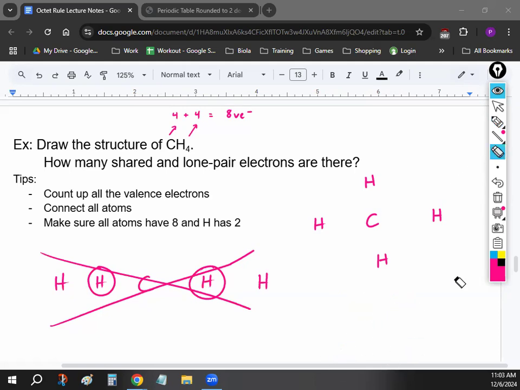Okay, from there, it's very simple. We're going to draw lines to connect the elements together. If we connect this carbon and hydrogen, how many electrons did we use? 2. Okay, hydrogen is happy now. So we're going to connect this right here. That's 4. That's 6. And that's 8. And we're all done. Okay, so you should have something that looks like this.